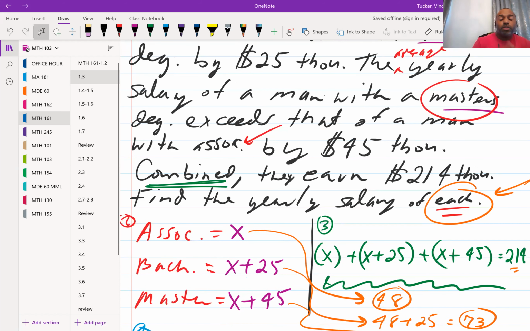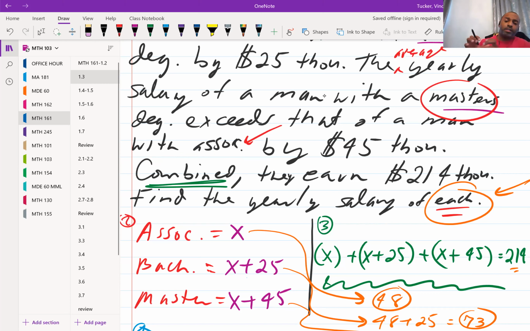All right. So then step three, like your classmate just mentioned, combined is the key word here. So combined, or in other words, when you add all three together, they will equal 214,000. And so that's what we did right here in green. Add all three together, we get 214.